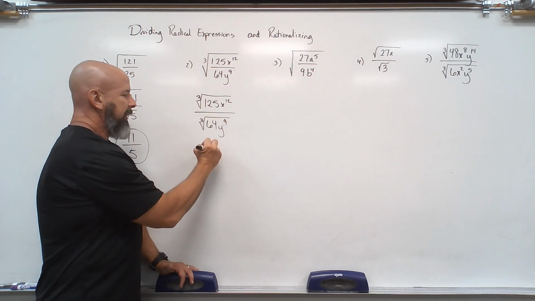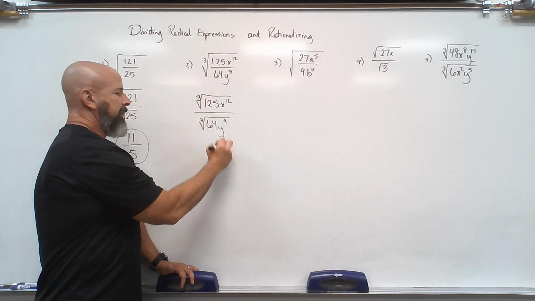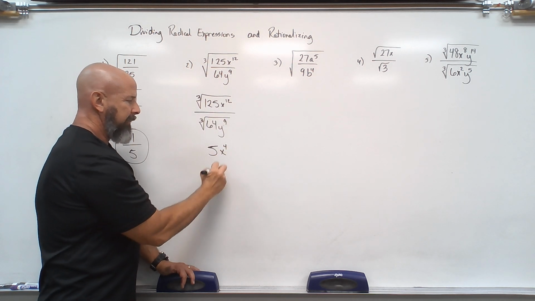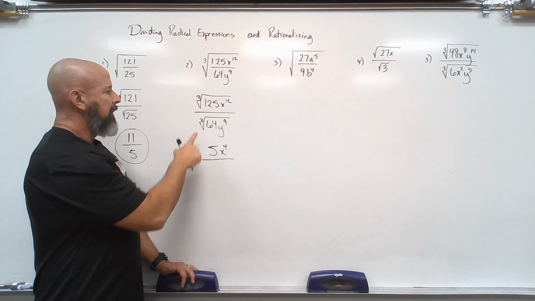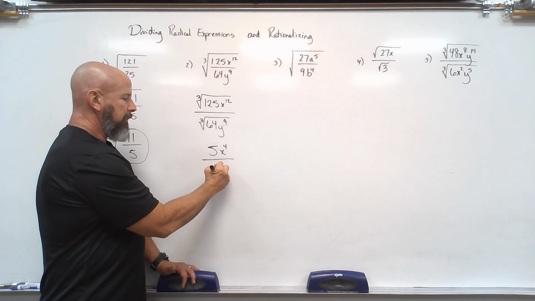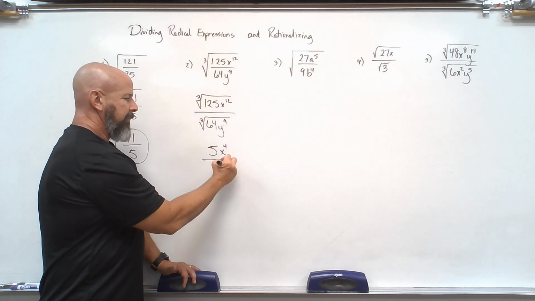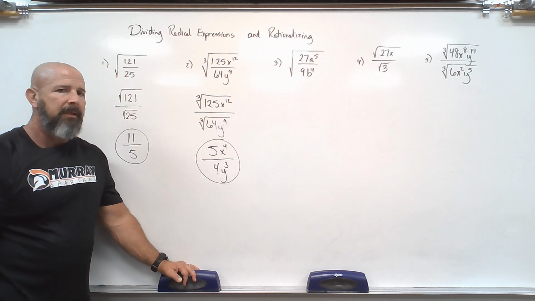Cube root of 125 is 5. Cube root of x to the 12th, x to the 4th, 3 goes into 12 4 times. I go to the denominator. Cube root of 64 is 4. Cube root of y to the 9th, 3 goes into 9 3 times. So I'd have 5x to the 4th over 4y cubed.